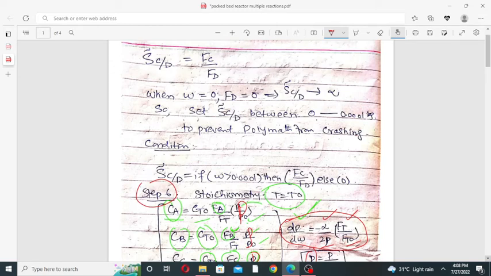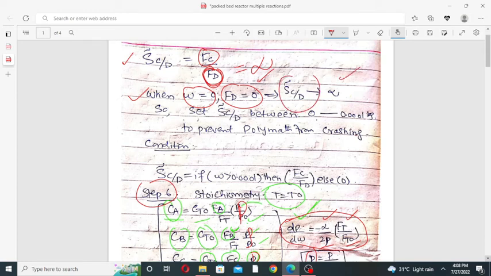Similarly, if we are interested to find the selectivity of component C with respect to component D, for a flow reactor it is equal to Fc, flow rate of component C, divided by Fd, flow rate of component D. But when the weight of catalyst is equal to 0, then Fd will be equal to 0, because at the start there will be no product in the reactor. Now if we put 0 in this place, it will be equal to infinity.